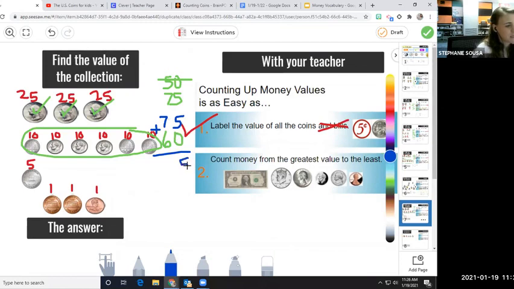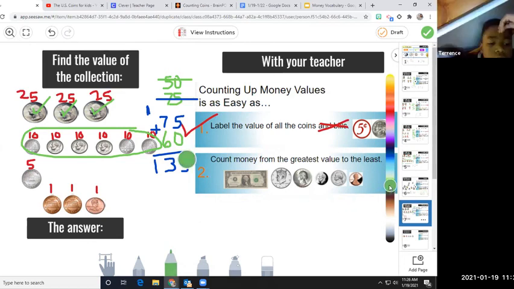$0.05 plus no cents is equal to 5 cents. 70 cents plus 60 cents, that's 70, 80, 90, 100, 110, 120, 130. I need to carry my 100, put down my 3 tens. 100 plus no hundreds is 100. So I now have 135 cents. So that's $1.00.